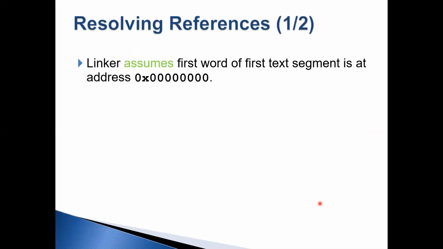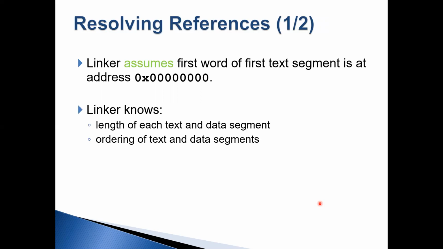So how do we resolve that? When we combine the instructions, the linker will assume the first line has the address of all zeros, or it depends. Usually it's actually 0x00400000. It all depends on the CPU and operating system. But for simplicity's sake, we just assume that every program starts with the address 0, and that's why you shouldn't use address 0 in your programming.